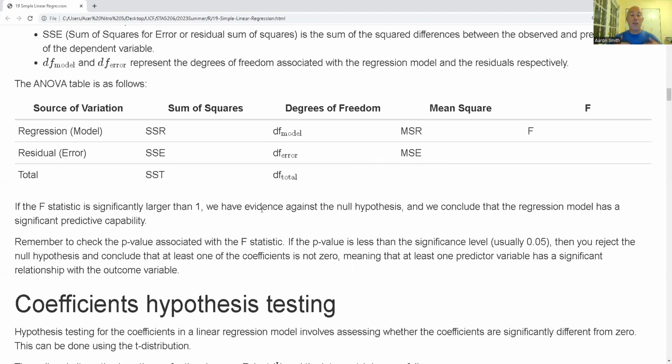If F is significantly larger than 1, then we have evidence against the null hypothesis, and we conclude that the regression model has a significant predictive capability. Remember to check the p-value associated with the F statistic. If the p-value is less than our significance level, typically 0.05, then you reject the null hypothesis and conclude that at least one of the coefficients is not equal to 0, meaning that at least one predictor variable has informative value towards our dependent variable.